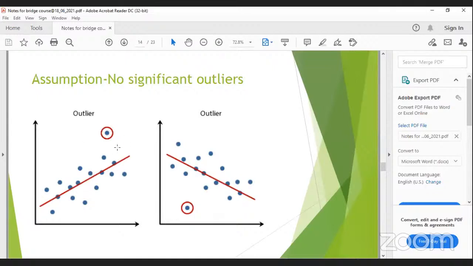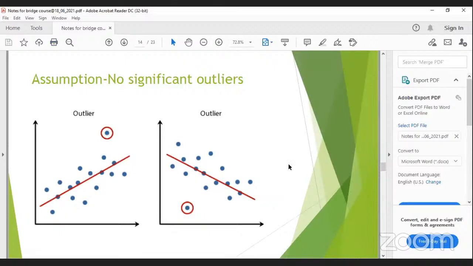Now, if you look at this data, there's an outlier which is very high. This is also an outlier which is very low, near to the line. This is very far away from the line. Okay, so this also happens in our data always. Remember, even if you collect data in a very systematic way, there still exist outliers.